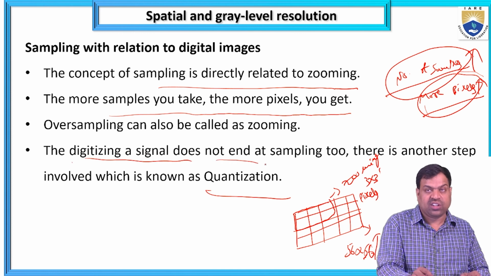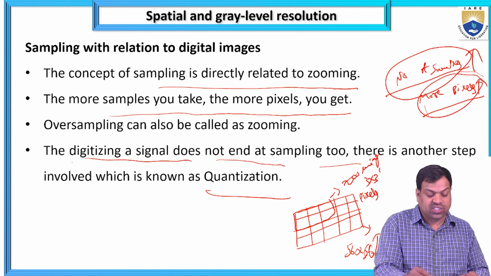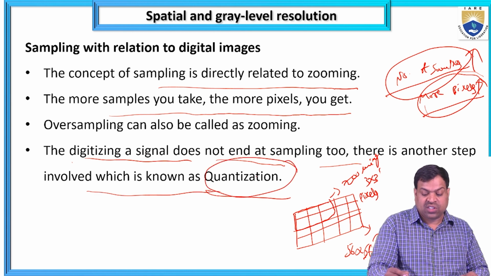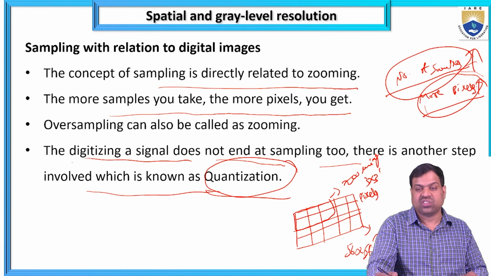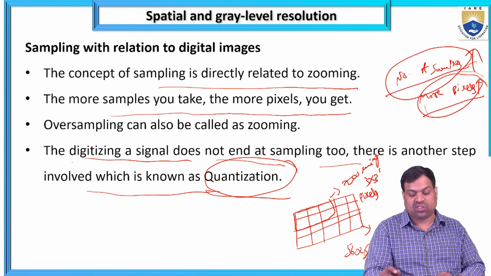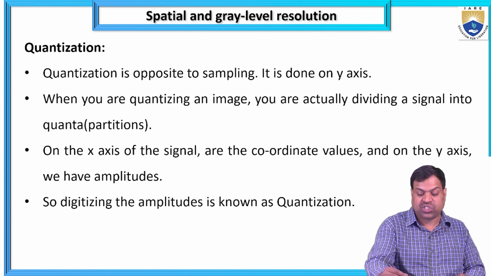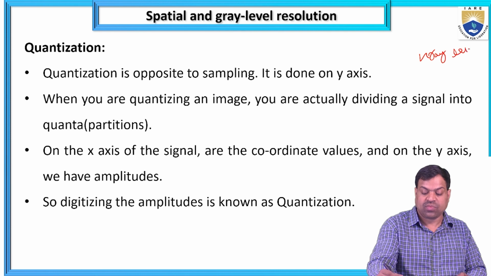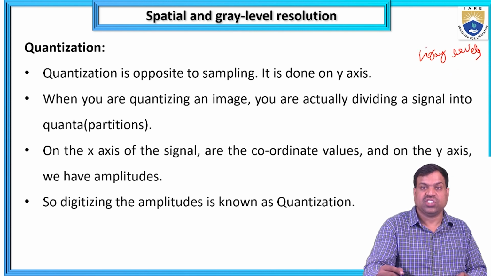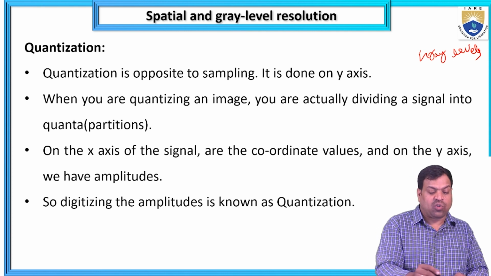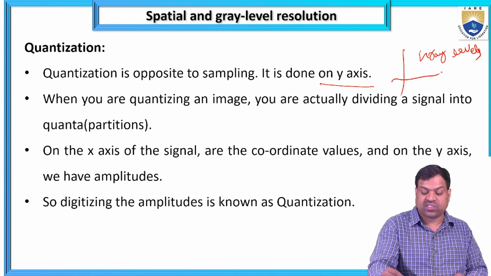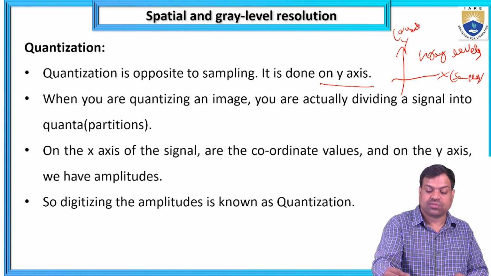The digitization of the signal does not end at sampling too. There is another step involved, known as quantization. Here I am discussing samples with pixels, but it also depends on quantization. Sampling and quantization both change the gray levels. Gray levels will change with the sampling and quantization. Quantization is the opposite of sampling. On the x-axis I'm taking the samples, and the y-axis I'm taking as quantization.